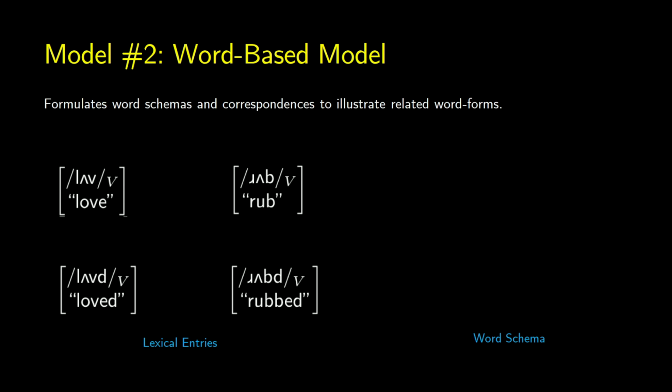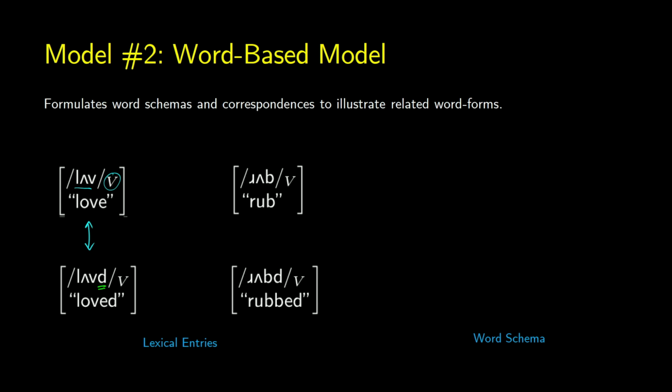So for instance, we just see two lines here. This is love. It's a verb that has the meaning of love. And then we have its counterpart, loved. So we see the same thing. Loved, it's a verb. Its meaning is loved. The difference here is that we get a D at the end. That's the only thing that's really changing between these two forms.